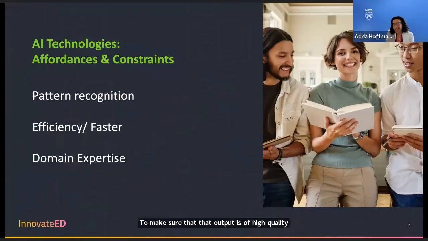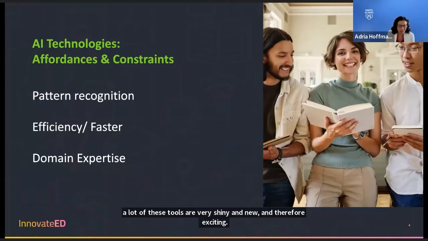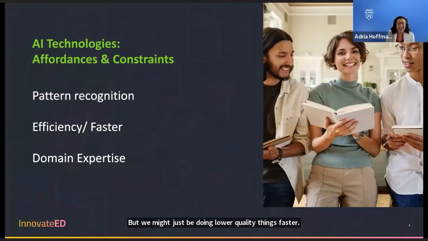In sum, anytime we use a tool, we need to ask what are its affordances and constraints, because a lot of these tools are very shiny and new and therefore exciting, but we might just be doing lower quality things faster.